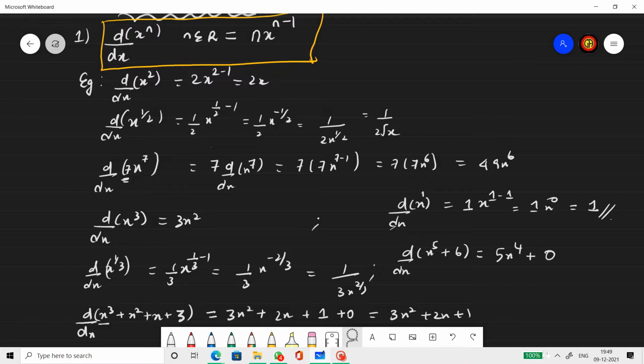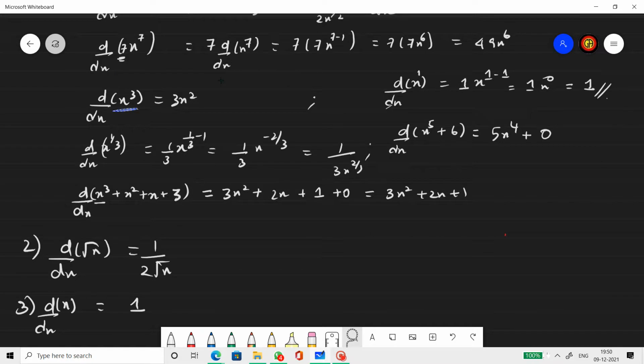Now, what is the differentiation of 7 into x to the power of 7? This 7 is a constant and it will not change with respect to the change of x. So I can take the 7 out of the differentiation and differentiate only x to the power of 7, which is 7 x to the power of 7 minus 1. The same principle, power is brought down and power minus 1. Eventually you get 49x power 6 as the answer.